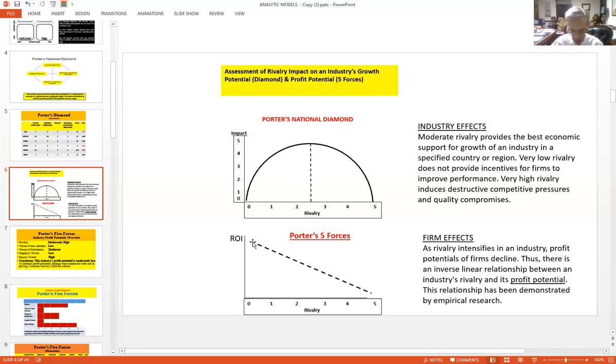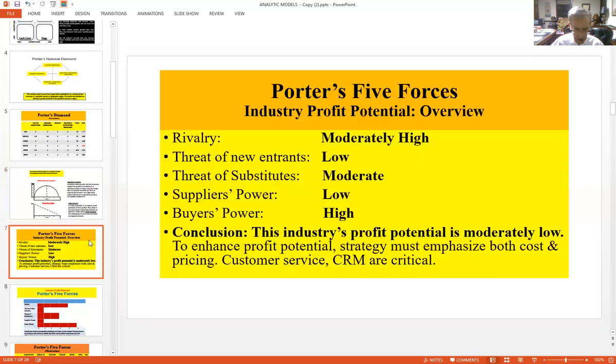So profit potential is highest for a firm when rivalry is low. And when rivalry gets higher, research has shown that Porter had it right, profit potential will decline. So this is the way we look at rivalry in the 5 forces, but this is the way we look at it when we're analyzing industries. So with that, I'll move on to Porter's 5 forces.